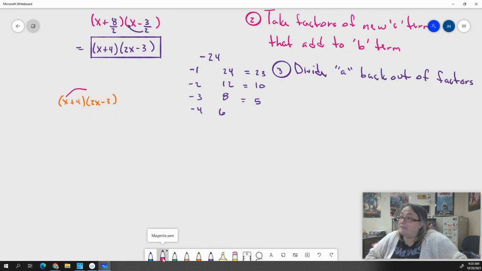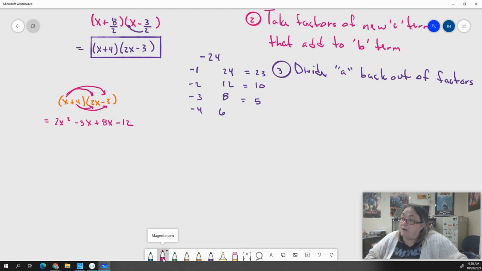Here, I go x times 2x gives me 2x squared, right? And then I've got x times negative 3. Well, that is negative 3x. I've multiplied my x times everything in the other binomial. And so now I'm going to start with the 4. I'm going to multiply the 4 times each piece. So I've got 4 times 2x. Well, that gives me plus 8x. I have 4 times negative 3. Well, that gives me negative 12.